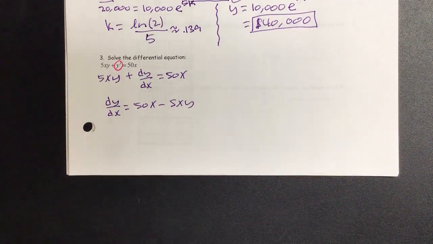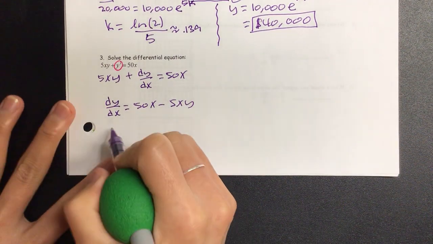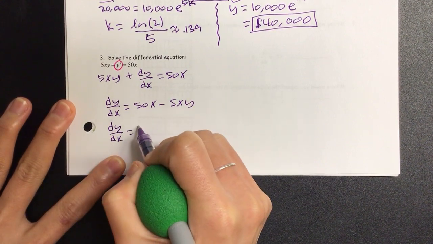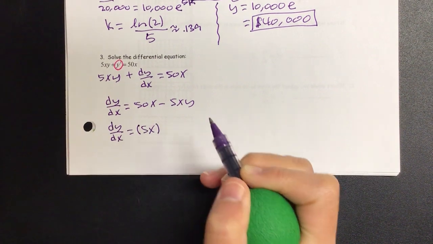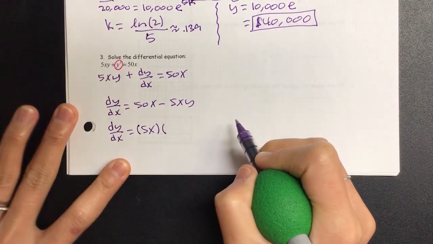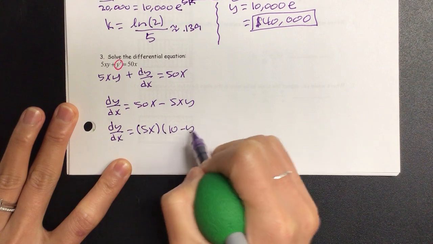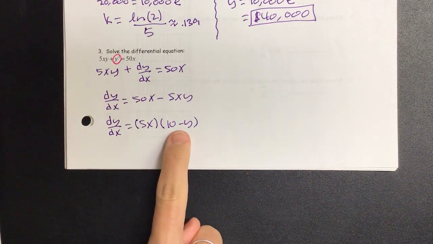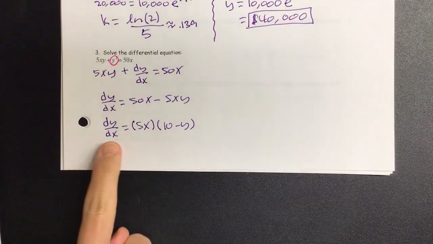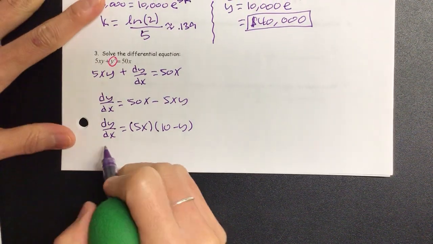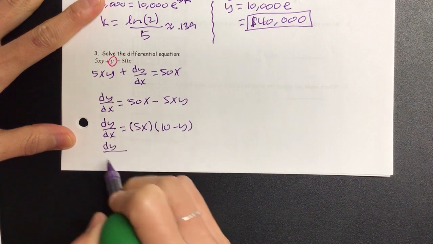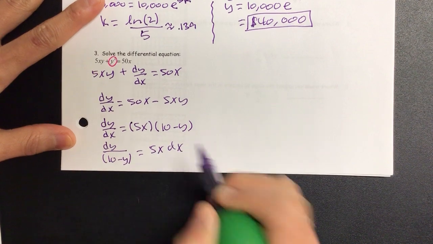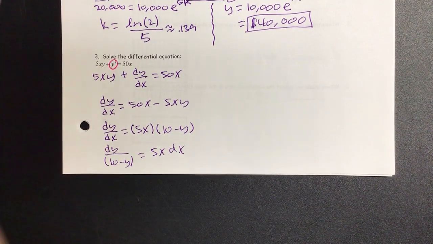What is common on the right side of the equation that I could factor out? 5x. So dy over dx is equal to, and I'm going to put 5x in front of parentheses, 10 minus y. So now let's put all the y's together and x's together. I need to move the 10 minus y by dividing. I need to move the dx by multiplying. So I get dy over 10 minus y is equal to 5x dx. Now what do we do on both sides?